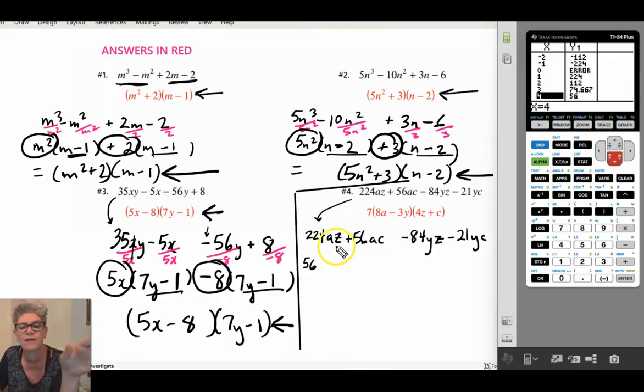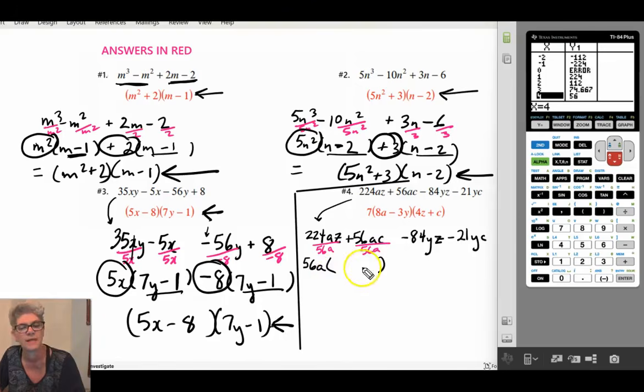Now, what else do they have in common? If I look at the lettering, they have an A in common. So I'm going to factor out a 56A. So what's left that goes inside those parentheses? Well, each term you divide out what you factored.